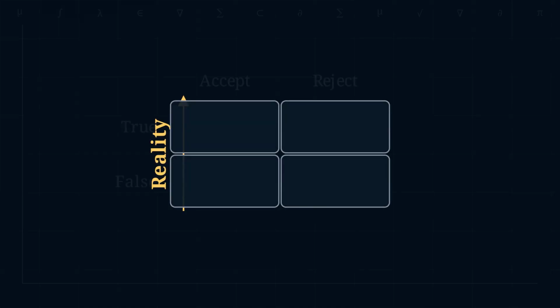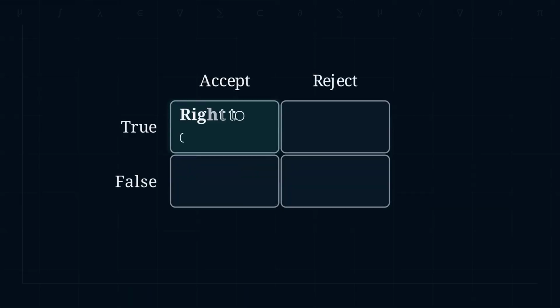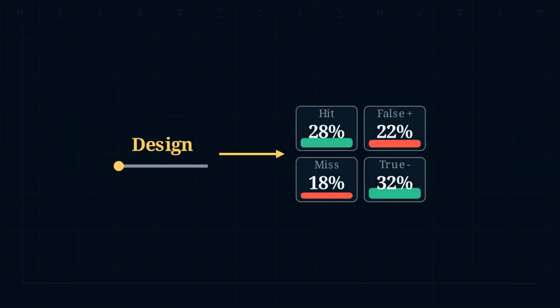Imagine four boxes formed by reality on one side and your decision on the other. True with accept means you were right to do nothing. False with reject means you were right to act. True with reject is a false alarm, a type 1 error. False with accept is a miss, a type 2 error. Every test outcome lands in one of those boxes, and your design changes the frequency with which cases fall into each.